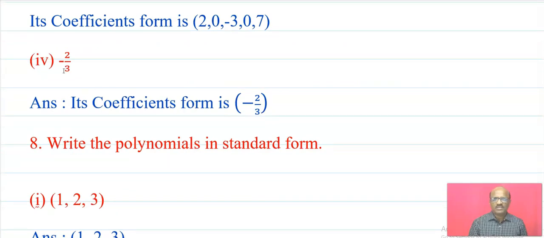What about here? Minus 2 by 3. Its coefficient form is minus 2 by 3. This term is the last one, so we write it as it is.